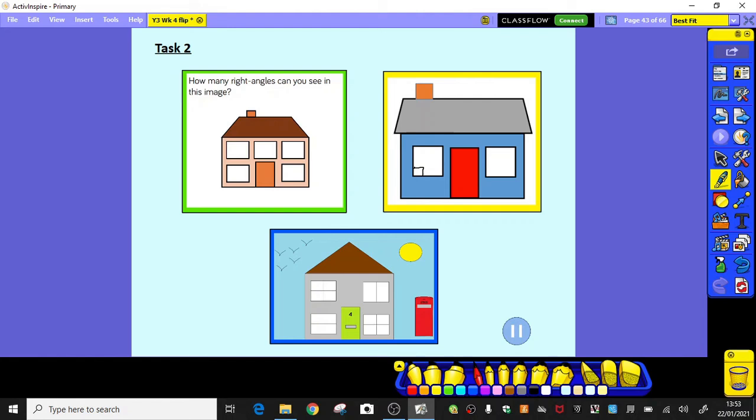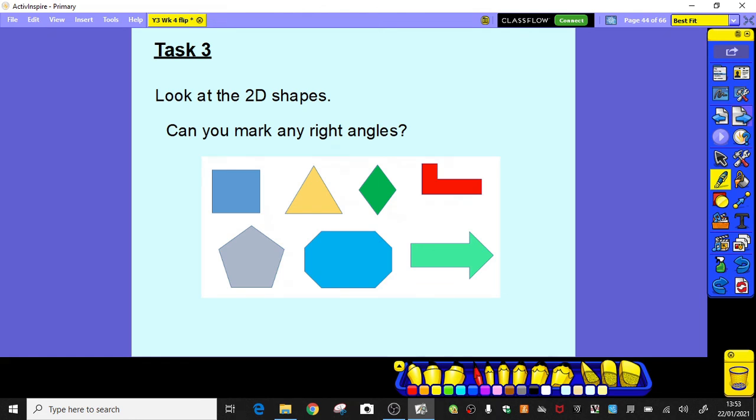Green group have got the brown house, and blue group are going to be working on the picture with the post box. So how many angles can you find in your picture? And then task 3 today is looking at some shapes and seeing if you can mark any right angles on the shapes. Now, right angles might look like right angles, but when you test them with your angle tester, you may find that what looks like a right angle isn't. So be really careful to check with your angle tester.